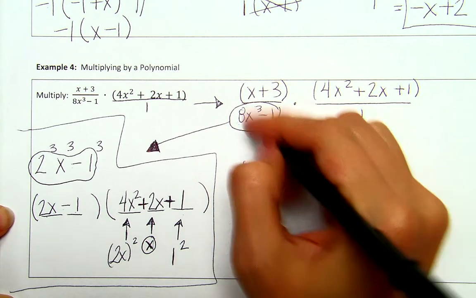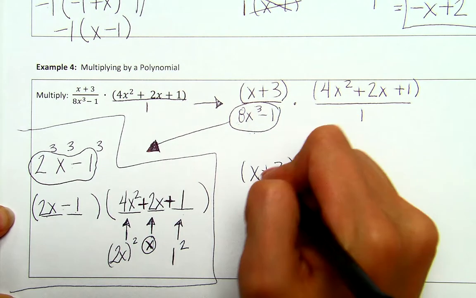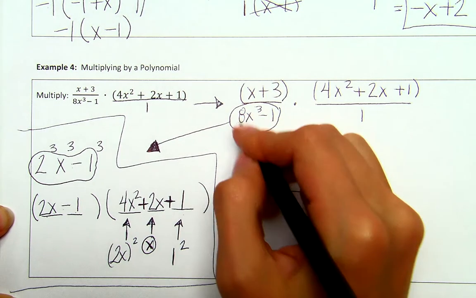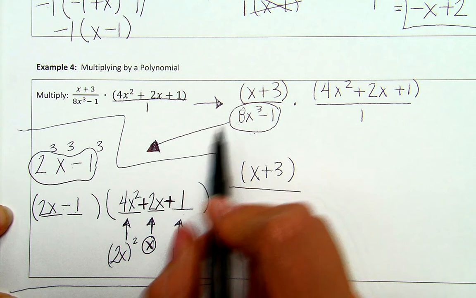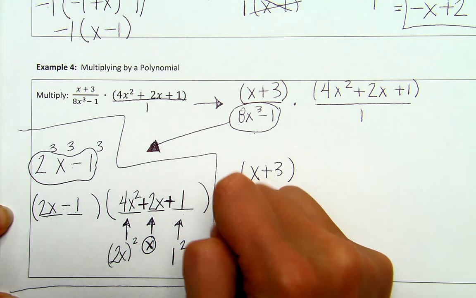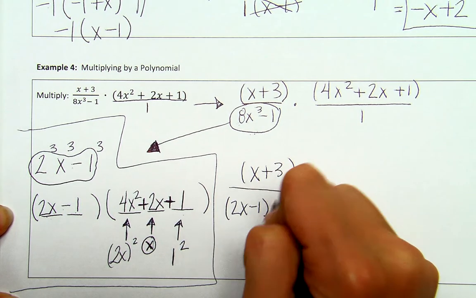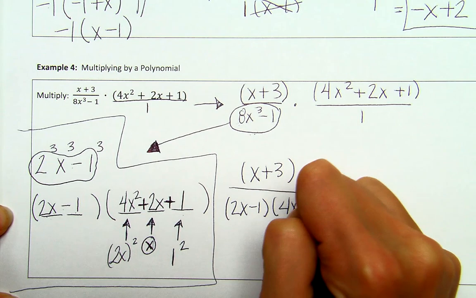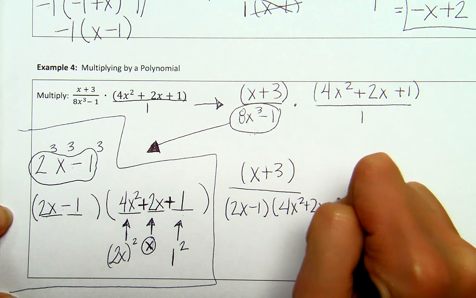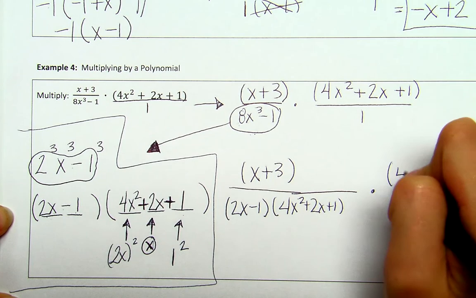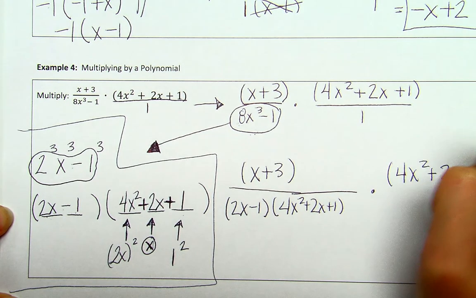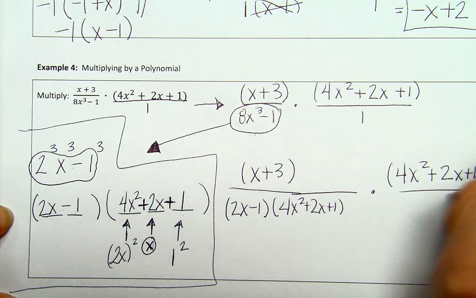So rewriting what we had up here, we get x plus 3 over, I can rewrite this whole cubic difference of perfect cubes as 2 separate groups here. So I get 2x minus 1 times 4x squared plus 2x plus 1, times my numerator, 4x squared plus 2x plus 1, all over 1.